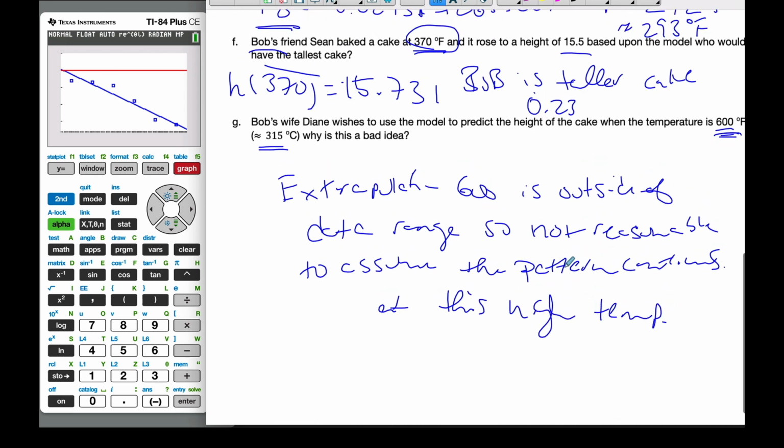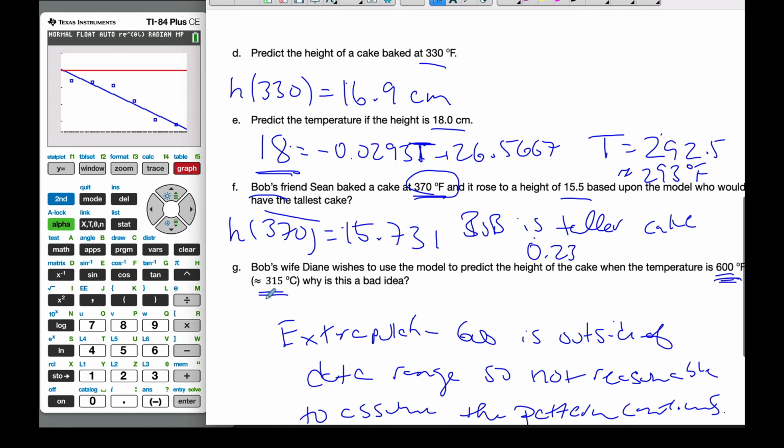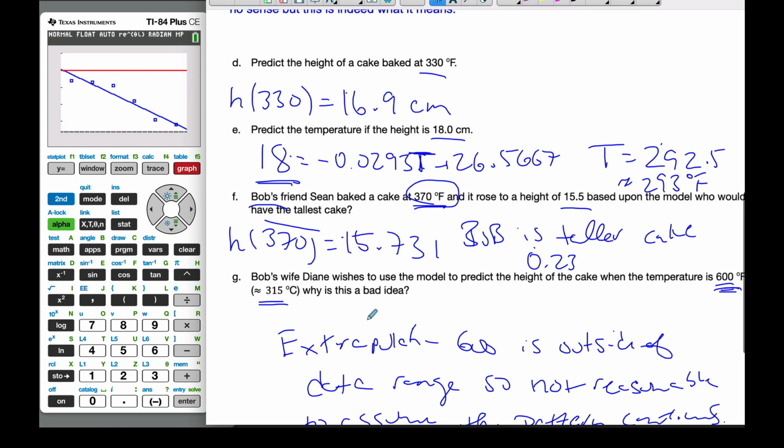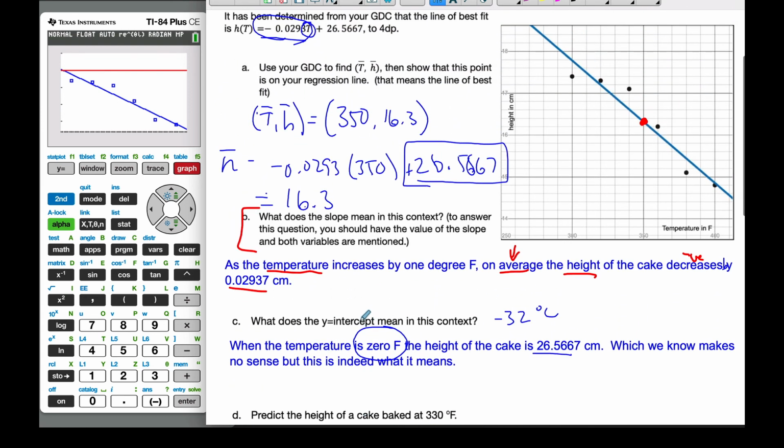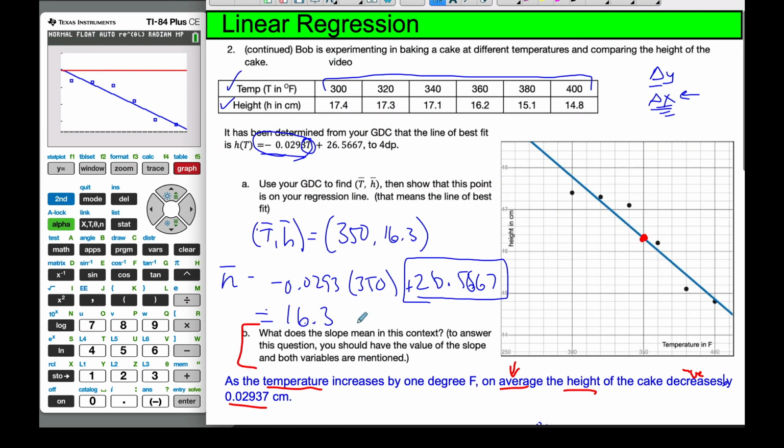All right, so it's a bad idea to extrapolate, and I'm going to incinerate my cake, and it's not going to have any height at all. All right, so at this point, there's our regression idea, and you're ready to practice.